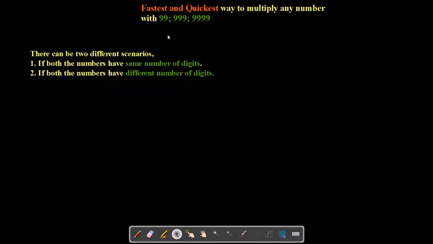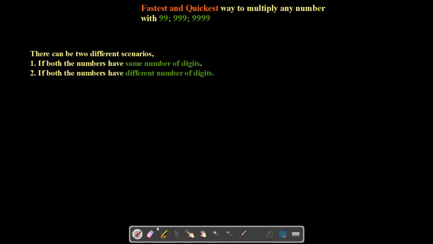In today's video, we are going to learn the fastest and quickest way to multiply any number with 99, 999, 9999. So here we have two different scenarios. Let us see what the two different scenarios are.